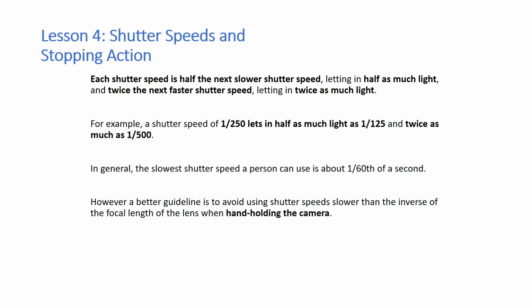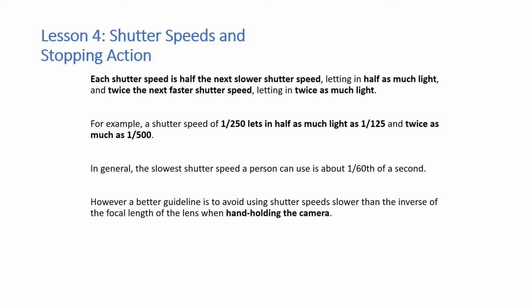Each shutter speed is half the next slower shutter speed, letting in half as much light, and twice the next faster shutter speed, letting in twice as much light. So, in other words, a shutter speed of 1/250 lets in half as much light as 1/125, and twice as much light as 1/500.